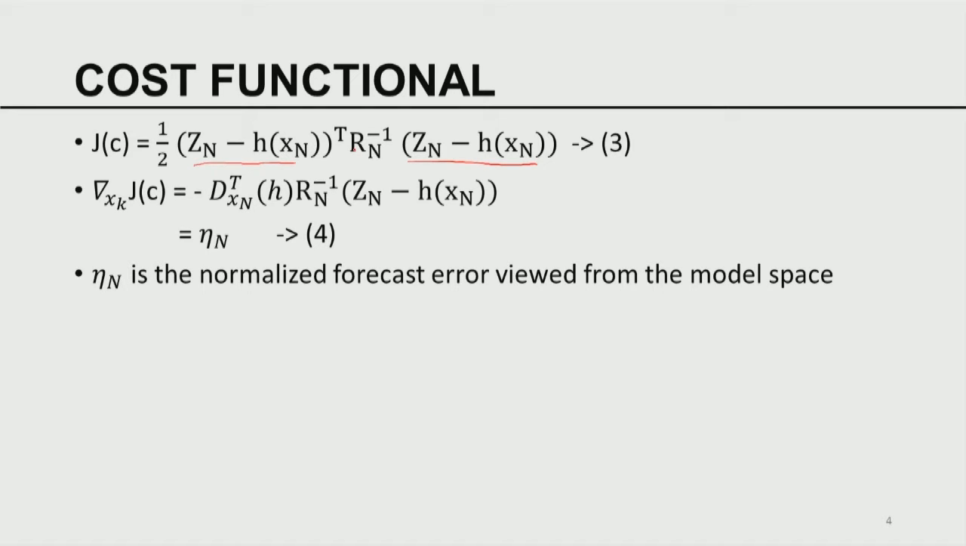We have already seen from the Fourier method the derivative of JC with respect to XK is given by this, and we are going to call this eta n. This is related to FFN. I am simply using another term. We could have called it F of capital N as well. So eta n is the normalized forecast error viewed from the model space, which you have already seen.